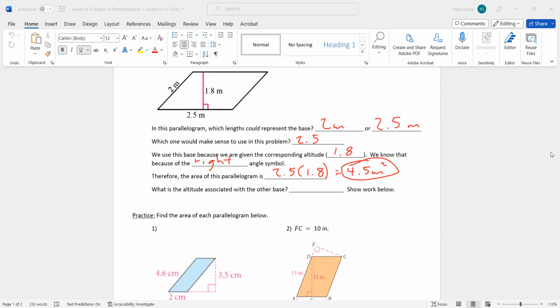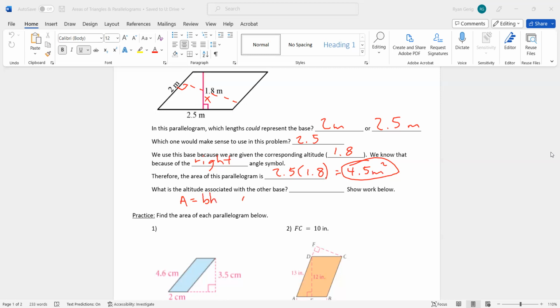Now, what is the altitude associated with the other base? The other base being the 2. Well, I'm going to draw in here an altitude. It's got to be perpendicular, so I'm just going to do the best I can. Okay, I'm looking for the length of that piece right there. How am I going to find that? Well, the area of this figure is not changing. The area has stayed 4.5.